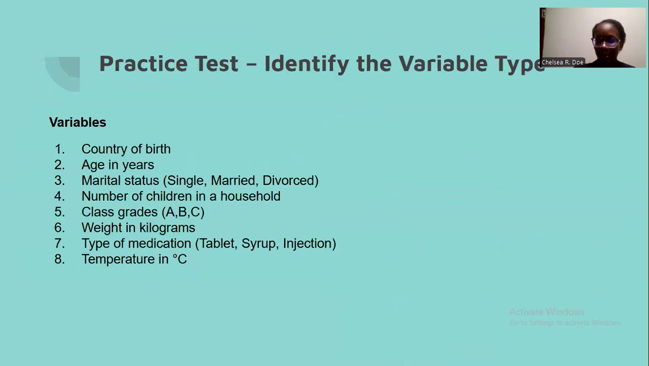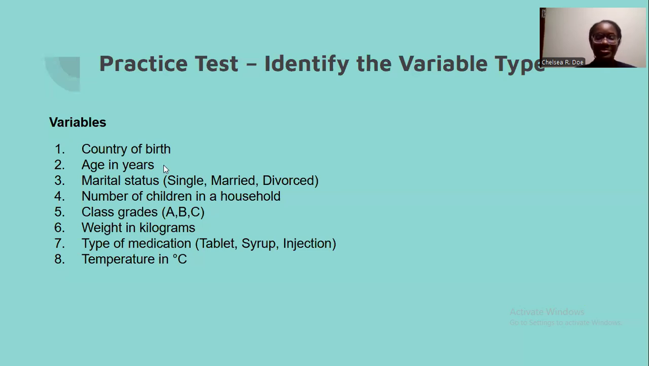Now let's take a practice test. Can you identify the variable types? Let's look at number one, country of birth. Is this a continuous variable or a categorical variable? It is a categorical variable. What type of categorical variable is it? Because country of birth will take on separate values, right? Such as Nigeria, Liberia, etc. So what type of categorical variable? That's right, it's nominal because there's no natural order.